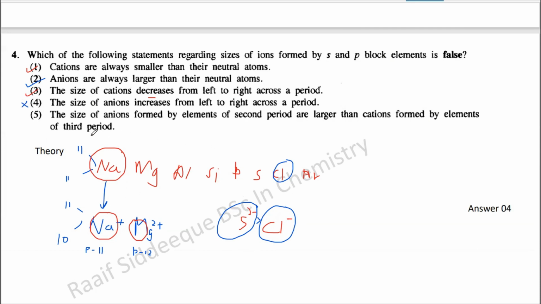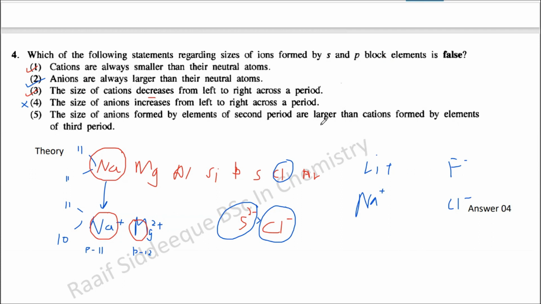The size of anions formed by elements of the second period are larger than the cations formed by the elements of the third period. When you compare lithium plus and sodium plus, what do you think? The entire shell is removed, right? So this is small, this is larger. And when you consider anions, for an example, F minus and Cl minus, the size of anions formed by the elements of the second period are larger.